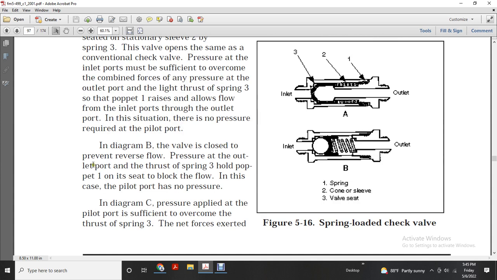In diagram B, the valve is preventing the reverse flow. The pressure at the outlet port, with the thrust of spring 3, holds the poppet 1 on the seat and blocks the flow. In this case, the pilot port has no pressure. Figure 516 shows the spring loaded check valve with 1, 2, and 3 with the inlet and outlet pressure. The spring is 1, the cone or sleeve is 2, and 3 is the valve seat.